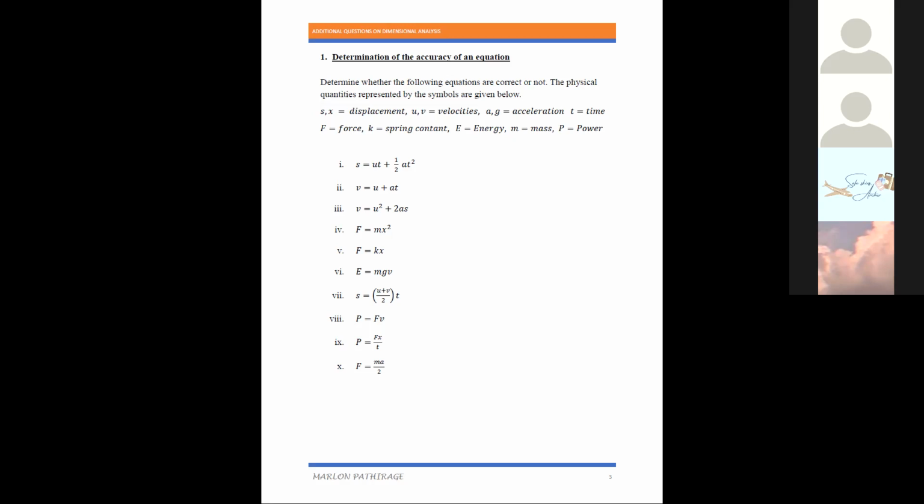Spring constant is equal to force divided by length. Force divided by length. Okay.